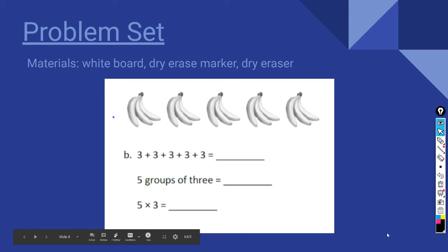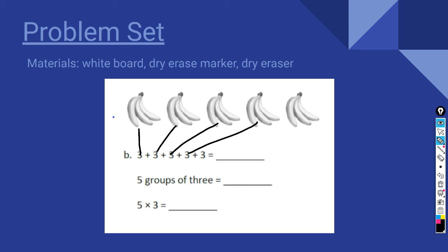Next problem, same thing, okay? We have groups of bananas here, and it says 3 plus 3 plus 3 plus 3 plus 3. Well, if you look, this is 3, this is 3, this is 3, this is 3, and this is 3. So it's just adding each group of bananas to itself, and that's that repeated addition, okay? So we can count the bananas, 1, 2, 3, 4, 5, 6, 7, 8, 9, 10, 11, 12, 13, 14, 15. 3 plus 3 plus 3 plus 3 plus 3 equals 15.